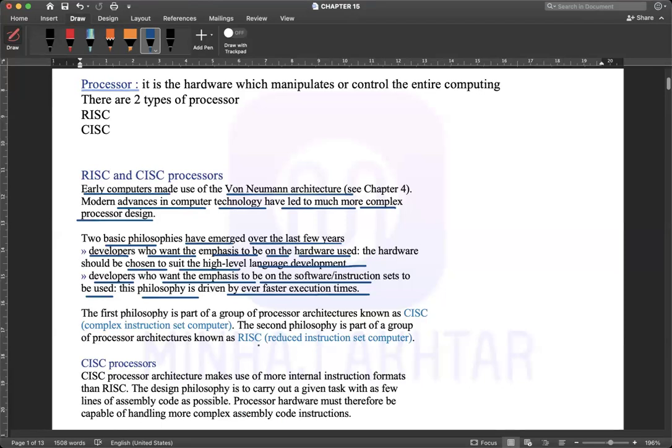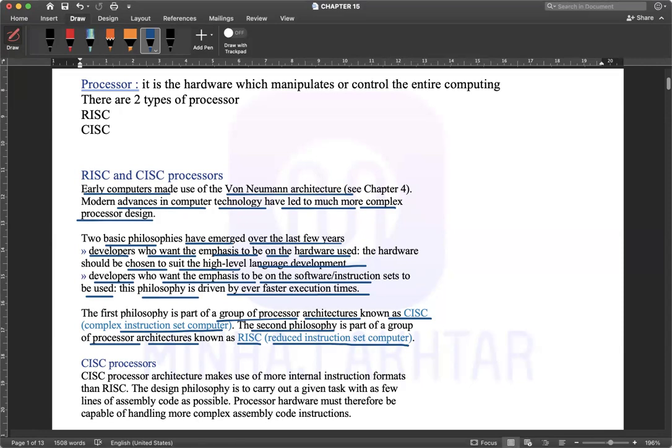So the first philosophy is a part of a group of processor architectures known as CISC, complex instruction set computer. And the second philosophy is a part of a group of processor architectures known as RISC, reduced instruction set processors. I hope it's very clear in your mind. Yeah, it's clear. So it means we have two processors, RISC and CISC.